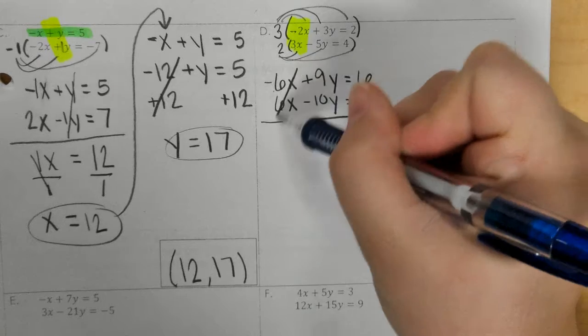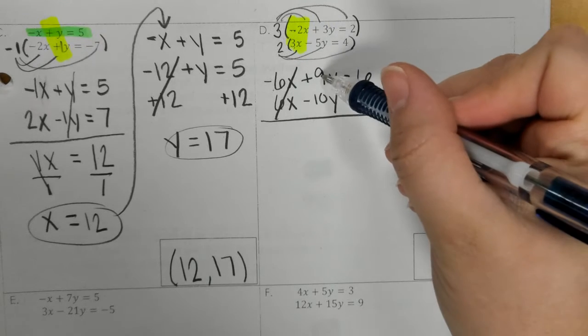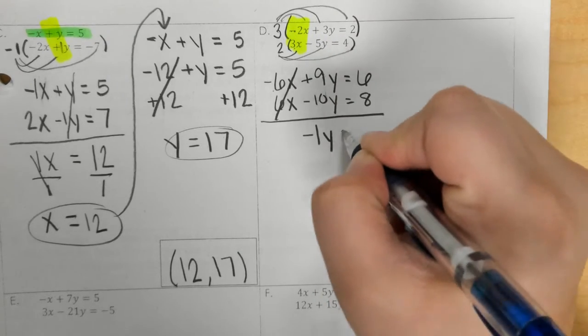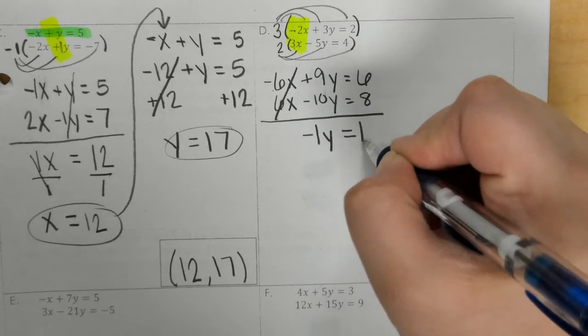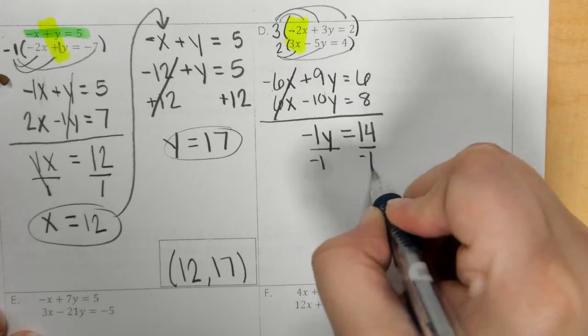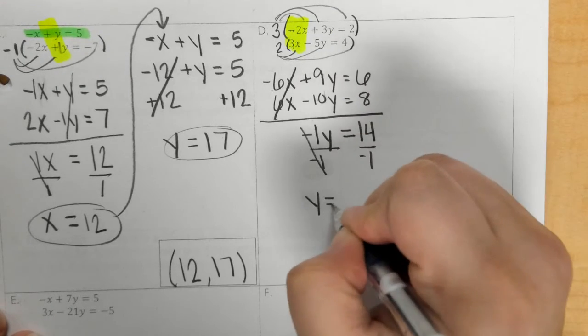Alright, so now we can eliminate. If I simplify here, combine 9 minus 10 is negative 1y, and 6 plus 8 is 14. So I need to divide by my negative 1, and y is negative 14.